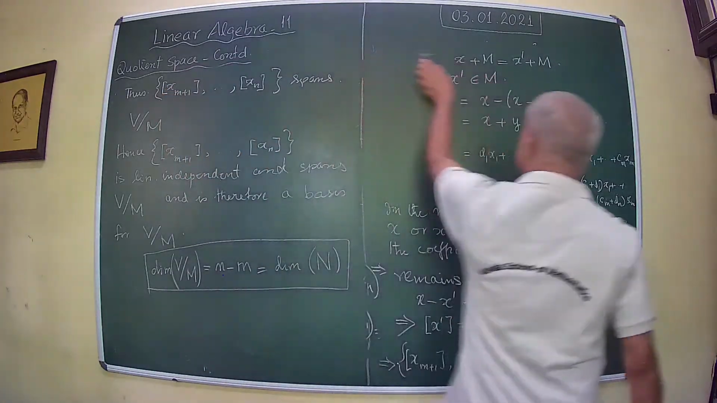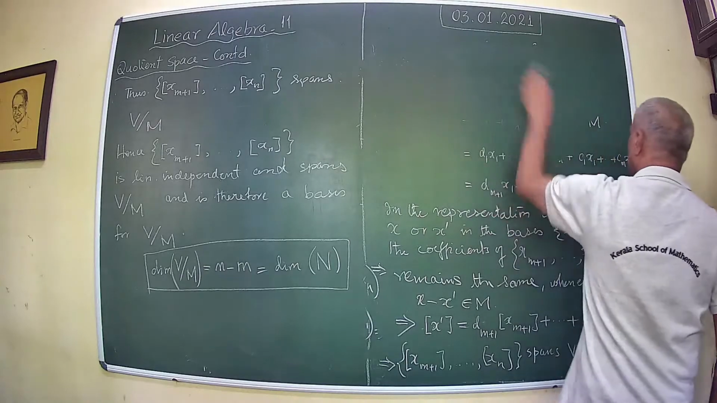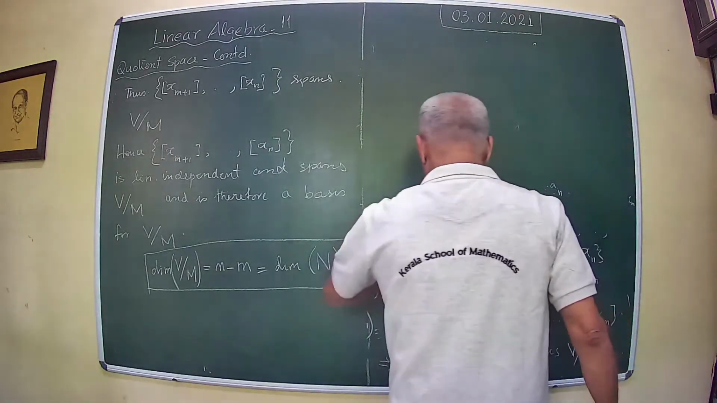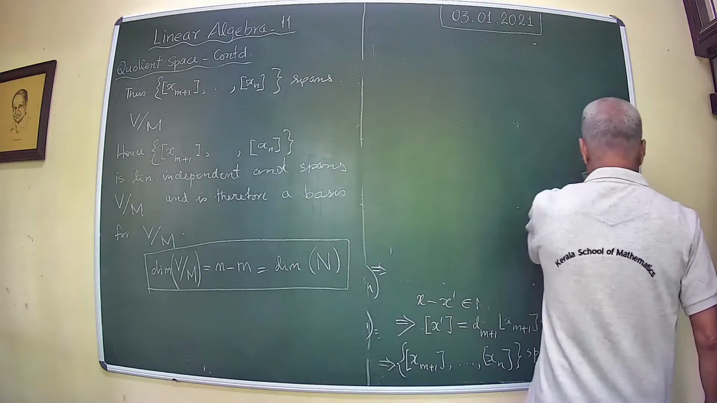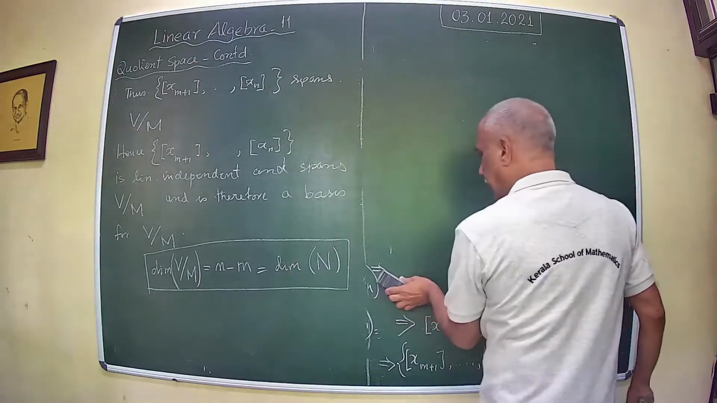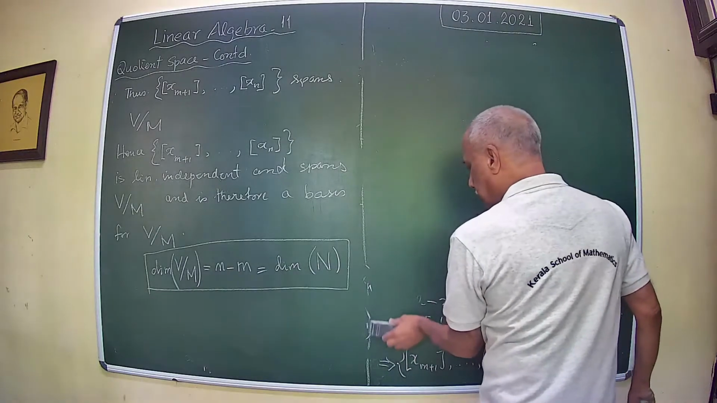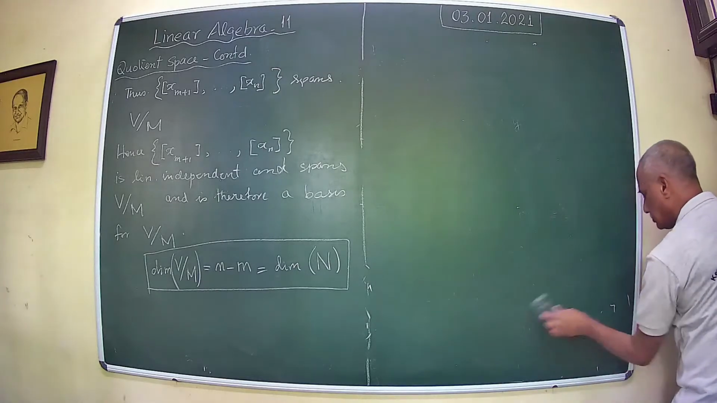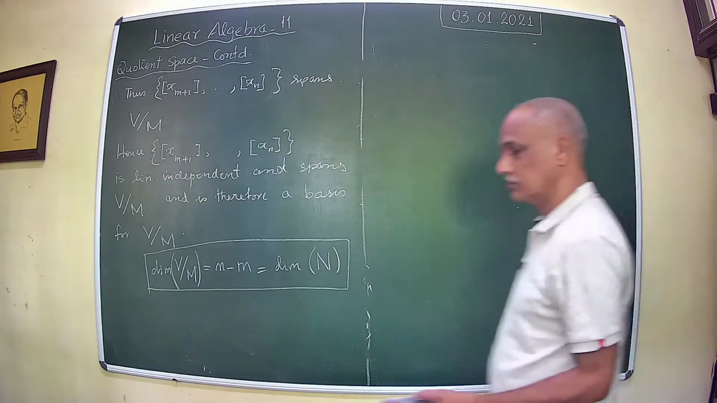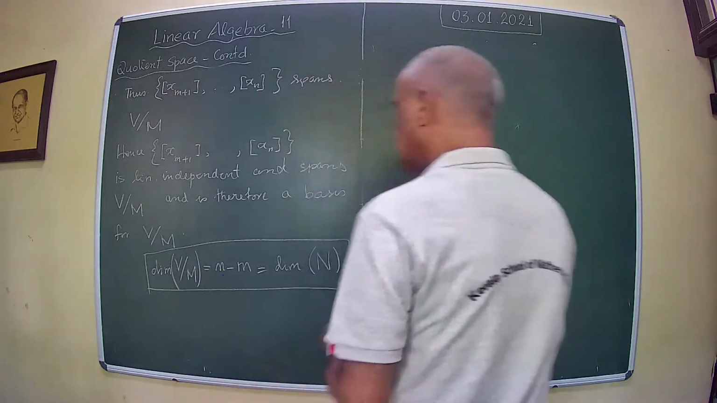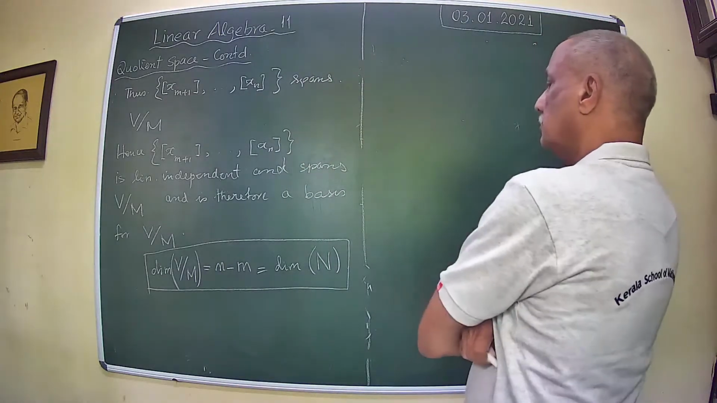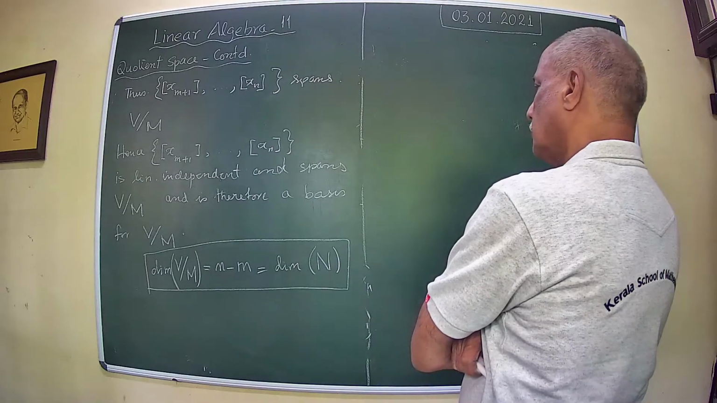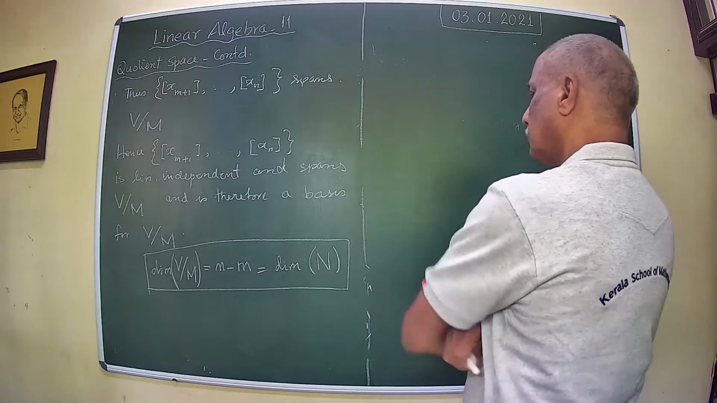Therefore, we have constructed a basis for V by M. You have seen that there are several choices of a basis for V by M, whenever this is a non-trivial space. Okay.